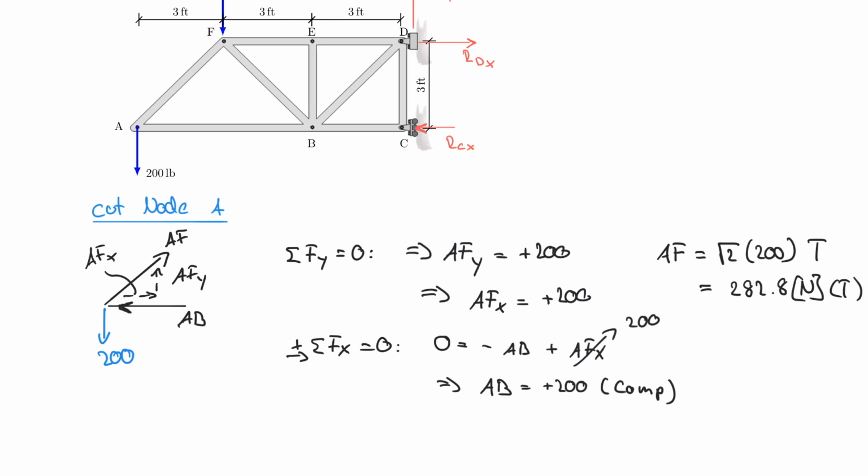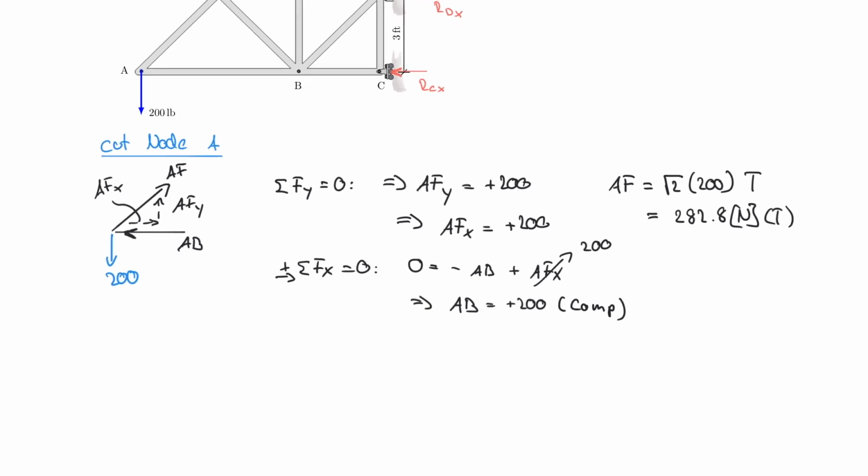Let's move on to either node B or node F. And if you pay close attention, you see that I have now this member solved. So if I cut node B, I have one known, but 1, 2, 3, 4 unknowns, and therefore I cannot solve it. However, if I move up to node F, I have only 2 unknowns, which would be FE and FB. And so I can actually solve that. So let's move on to that node.